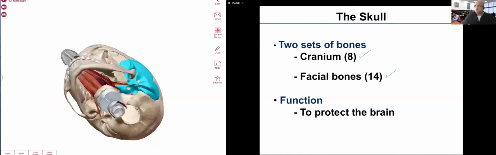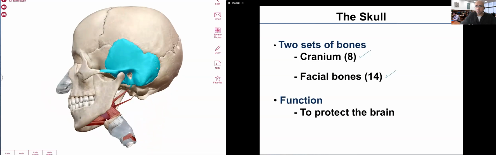All right, so again, mastoid process, styloid process, and the zygomatic process. Those are the three processes here of the temporal bone.